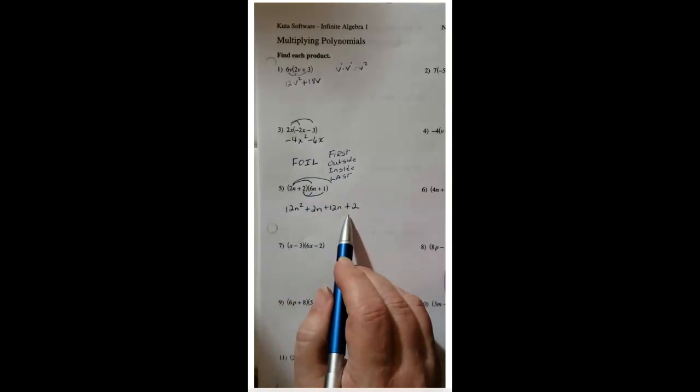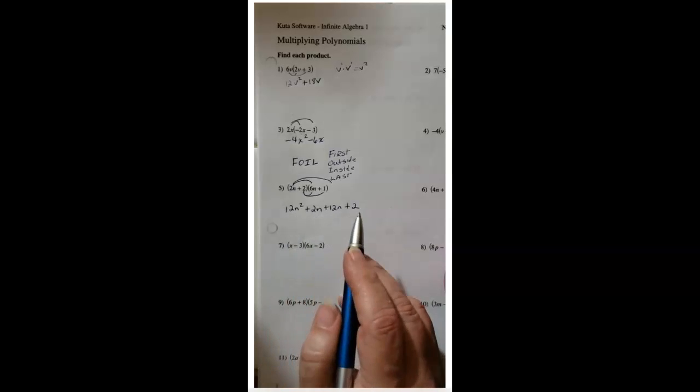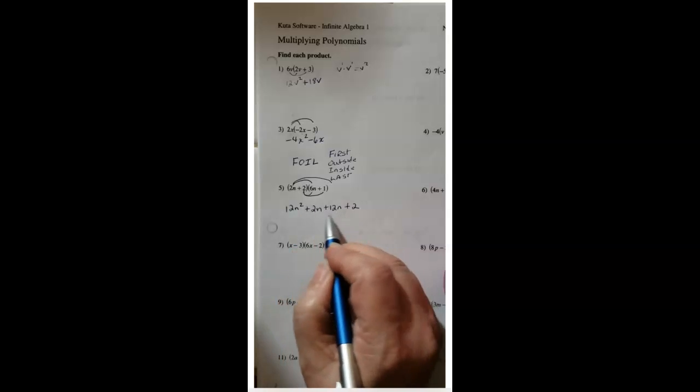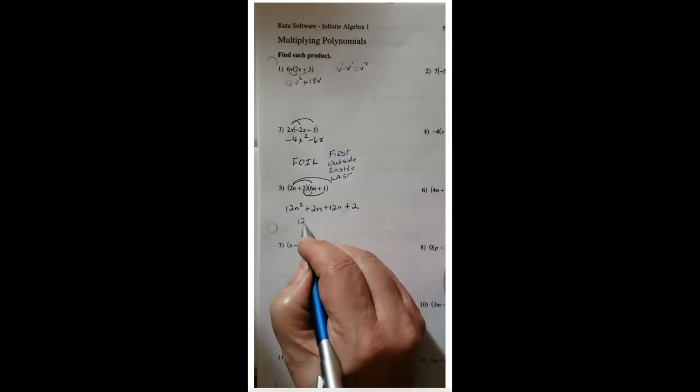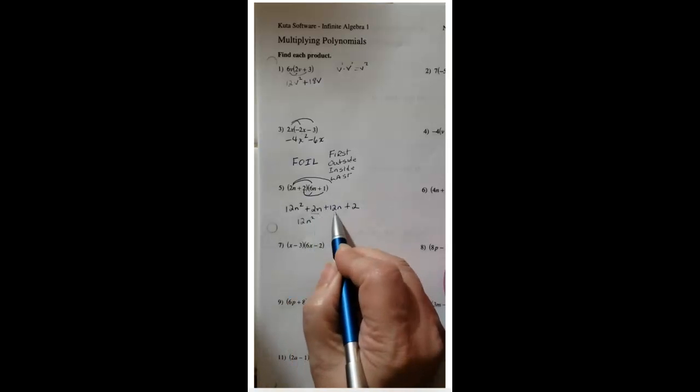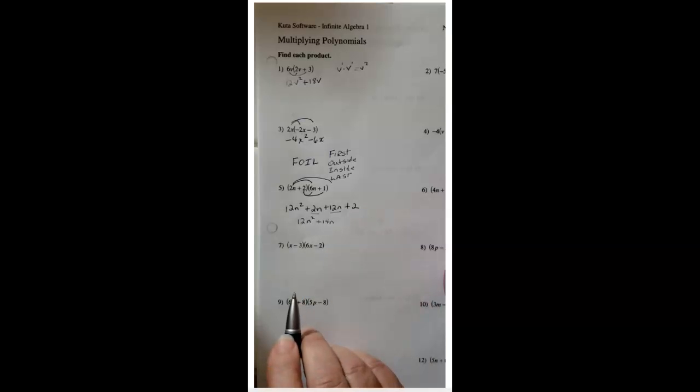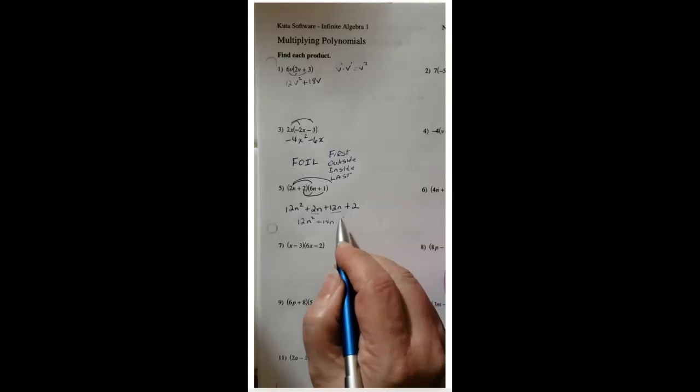I'm not done yet, though, because I need to always make sure I simplify my answers. So that's going to be 12n squared. There are no other n squareds, combining like terms. But there is a 2n and a 12n. They're both positive, so I'm going to combine like terms there and get 14n. And then there is nothing that I can combine with that, too. So I end up with 12n squared plus 14n plus 2. That's really all there is to it.